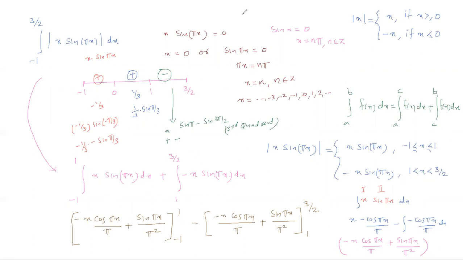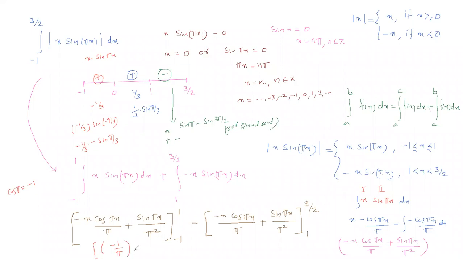So give 1. When x is 1, cos pi is minus 1. Cos pi is equal to minus 1. Then x is 1 there, so minus 1 into 1, that is minus 1, minus 1 divided by pi. So minus 1 divided by pi, plus there is 1 there, then we get sin pi. Sin pi is 0. 0 by anything is 0. So minus 1 by pi.